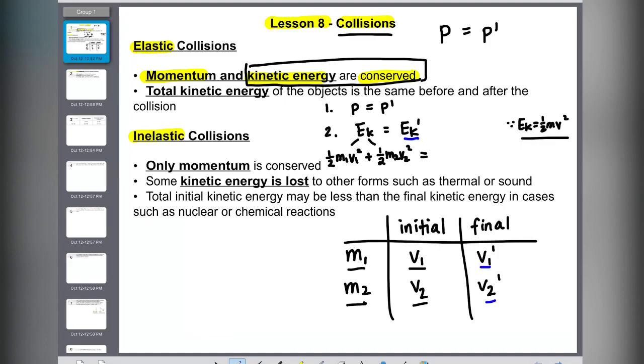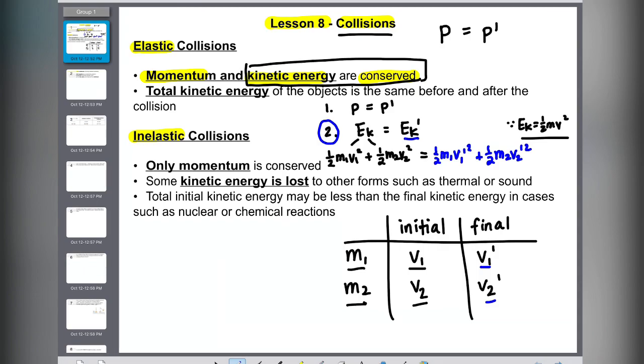How about the final? The final kinetic energy refers to the final speed of the objects. Your mass doesn't change, right? So for the 2 objects, I'm going to have half m1 v1 prime squared, adding half m2 v2 prime squared. It's not complicated, it's just annoying that it has all these dashes and primes. So that's the first kind. When they mention an elastic collision, it means momentum is conserved and kinetic energy is conserved, and they gave you the second equation.